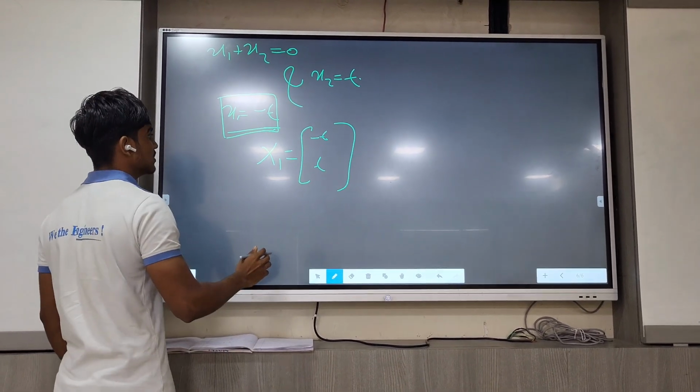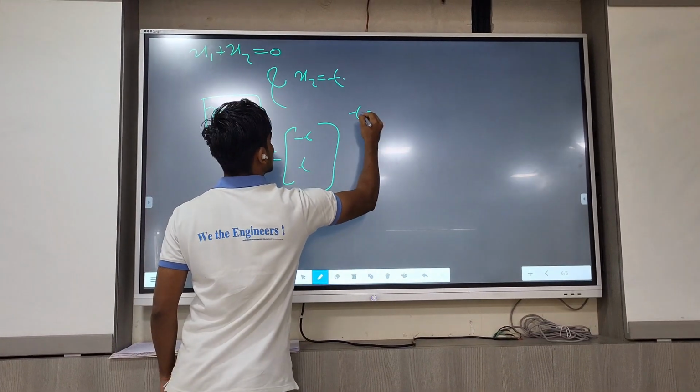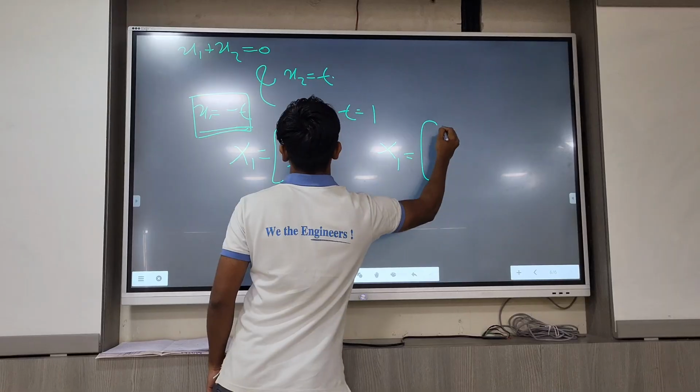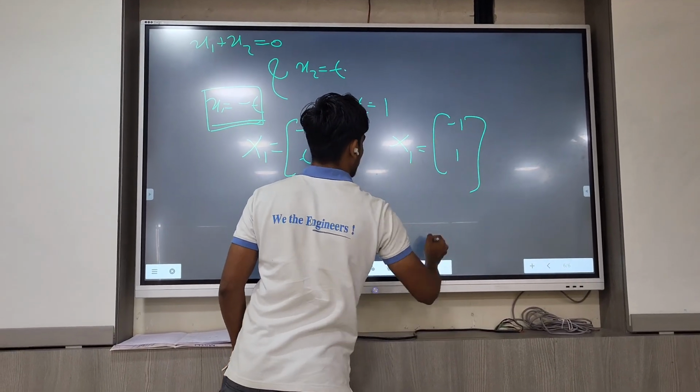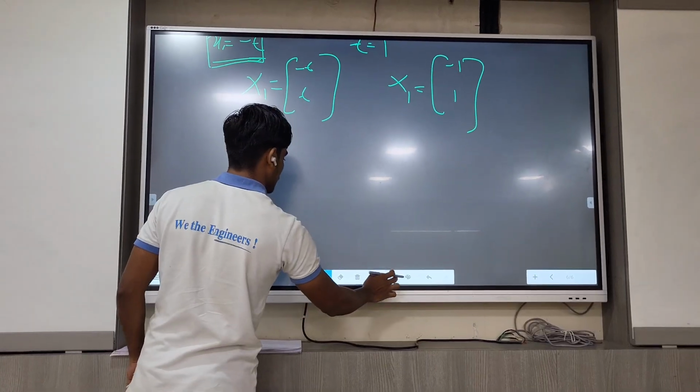So we have to consider the value of t. What should we put for t? Then we take the value of t is equal to 1. Then we get x1 is equal to minus 1 and 1. So we have the first eigenvector.